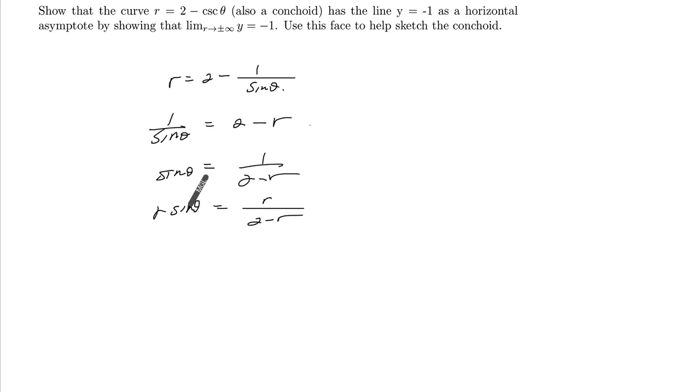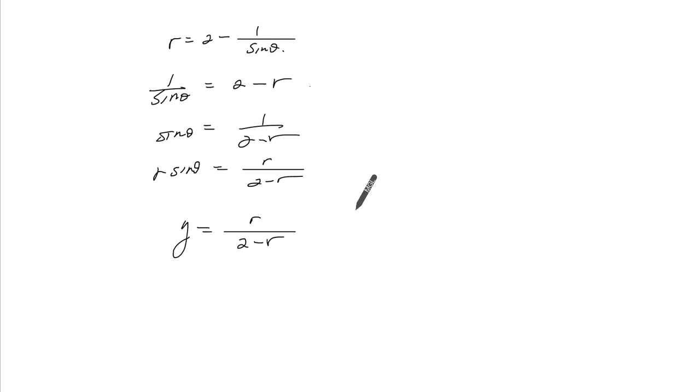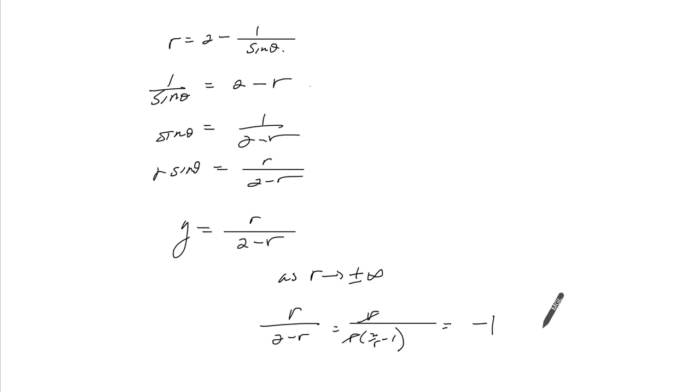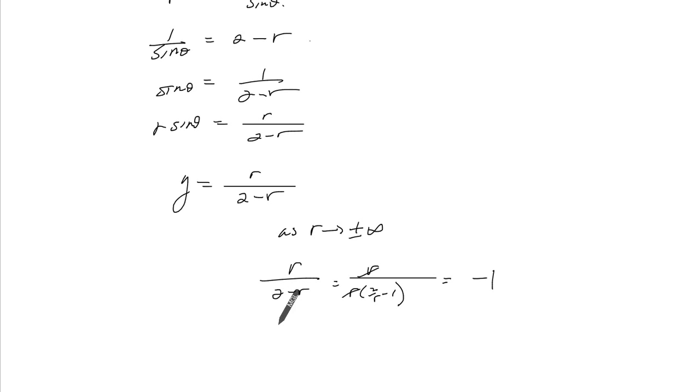Okay, and that is y. So now we have a relationship between y and r. Okay, and as r approaches plus or minus infinity, we have r over 2 minus r. You can factor r from the bottom, you get 2 over r minus 1. So you can see it's approaching -1. So I've just shown that as r approaches plus or minus infinity, y is approaching -1.